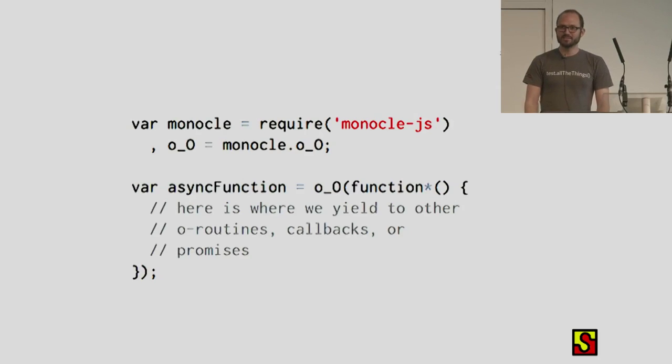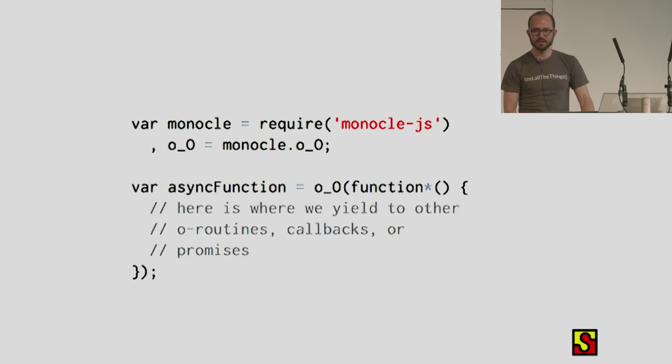And it's kind of better in Python because decorators look like an @ sign, so it kind of looks like an eye inside of a monocle. But anyway, this is the best I could do in JavaScript. So you wrap a generator function with this little decorator. And then inside of that, you can yield to other O routines or promises, as we said.